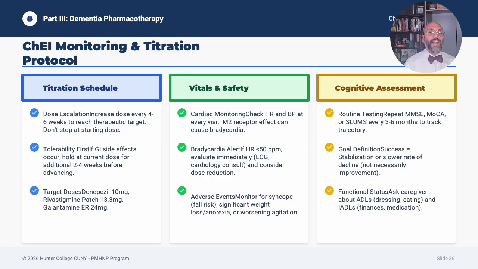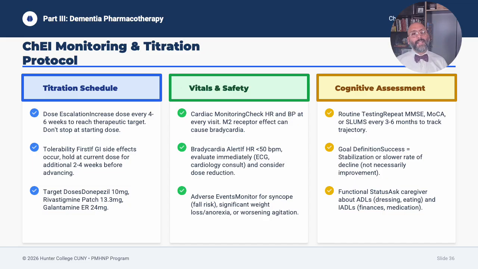So this is about how to use a cholinesterase inhibitor, not just starting them, but how do you manage them safely over time. First is the titration. So these medications need to be advanced slowly, about every 4 to 6 weeks, to reach that therapeutic dose. Stopping at the starting dose is one of the most common clinical errors. If GI side effects occur, you don't abandon the drug. What you do is you pause. You hold the dose for another few weeks and then continue once tolerated.